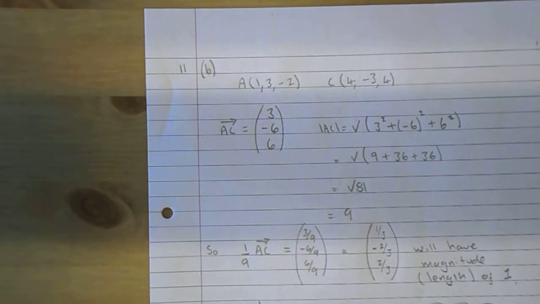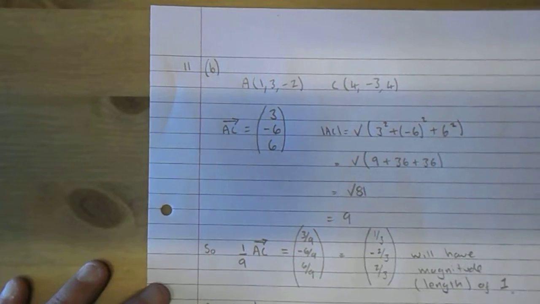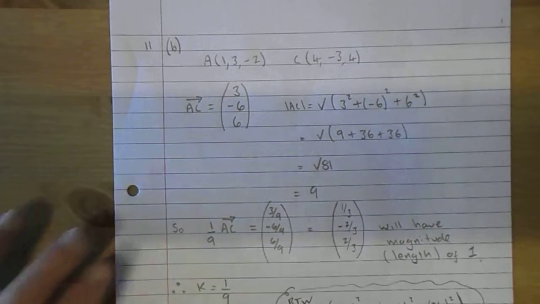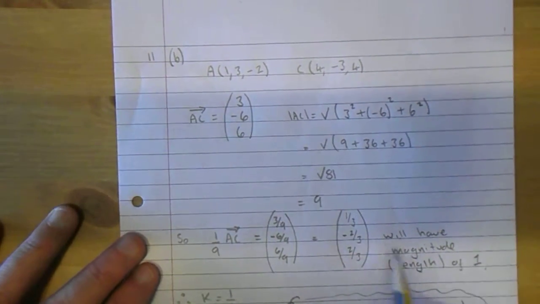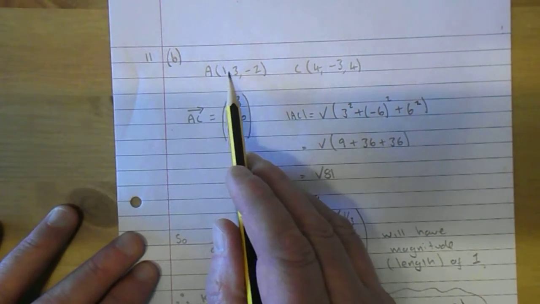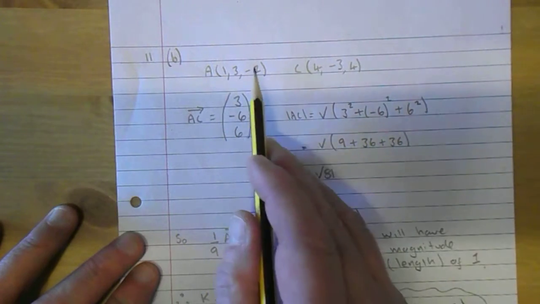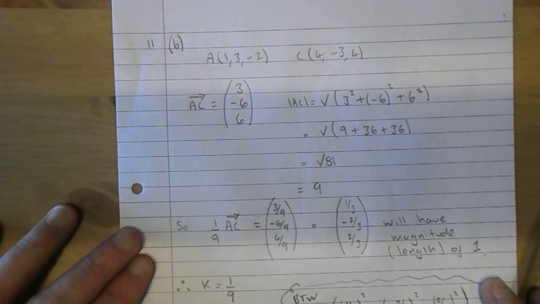says, here we go, k times AC is a vector of magnitude 1 where k is greater than 0. Determine the value of k. Well, what actually is a unit vector? Well, as I just said, it's a vector where the length of it is 1. So let's get the length of A to C, okay? First of all, let's get the vector from A to C. 1 to 4 is 3. 3 to minus 3 is back 6. Minus 2 to 4 is up 6, so (3, -6, 6).